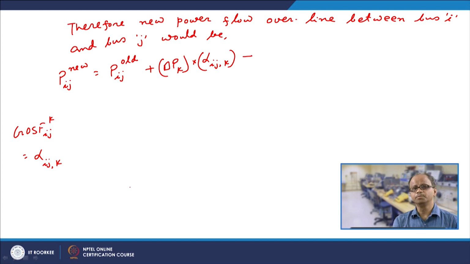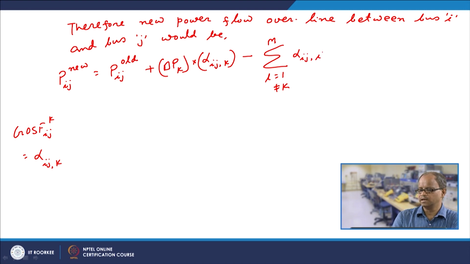minus. Now why would it be minus? We will explain why it is minus. Summation, let us say sum L is equal to 1 to m, not equal to k, alpha Ij L into gamma L into delta Pk.